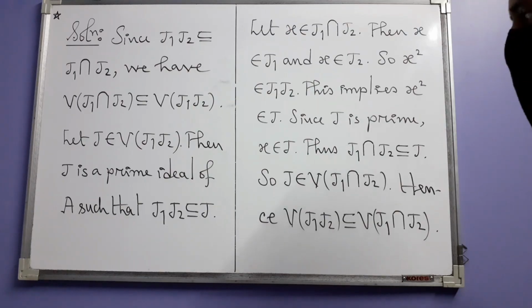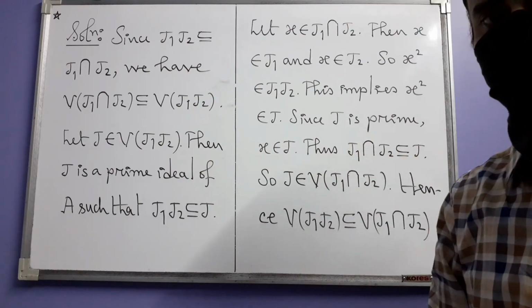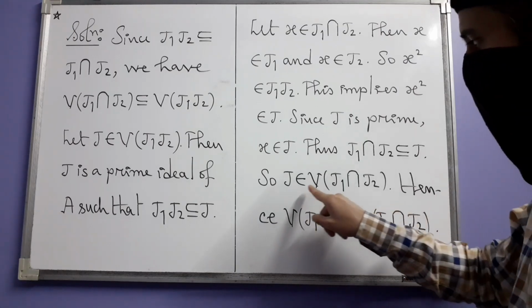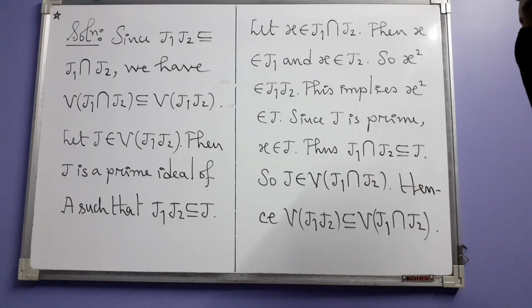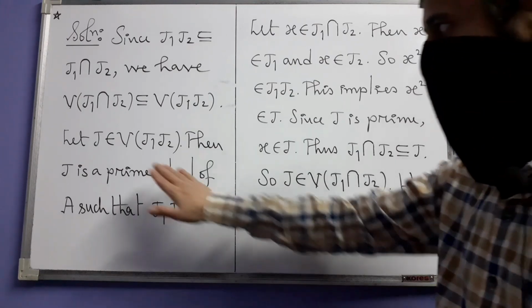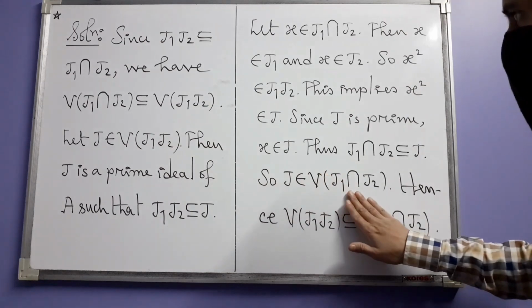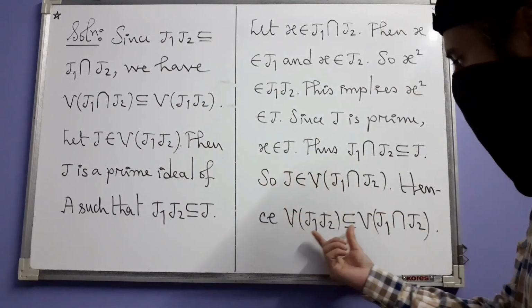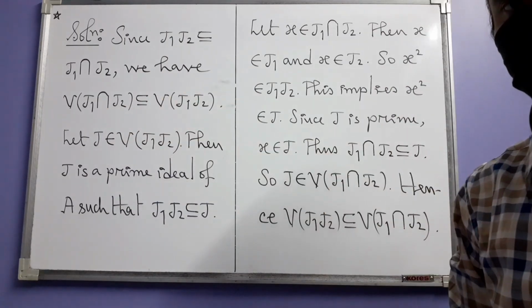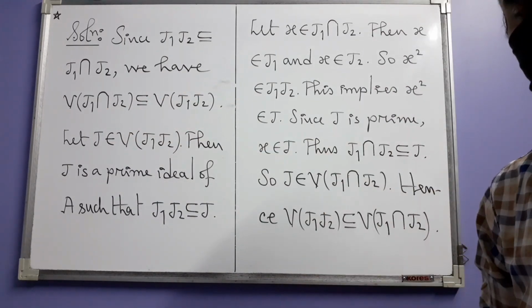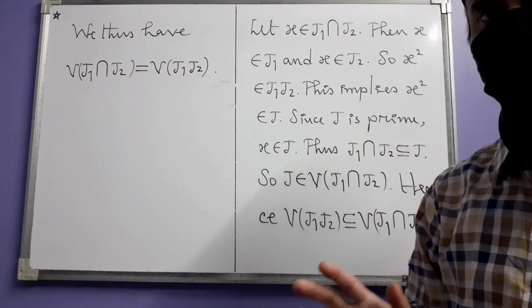But then that just means that J is a prime ideal of A which contains this J1 intersection J2. So by definition of this V set, J belongs to V of J1 intersection J2. So now you see this one and this one. Any element here is also here. So this is a subset of this, just like this one is a subset of this. So that means we have the reverse inclusion as well. We thus have equality. That means we have got one identity.